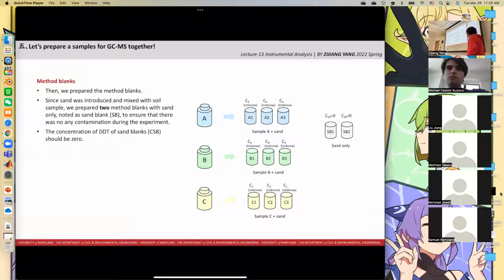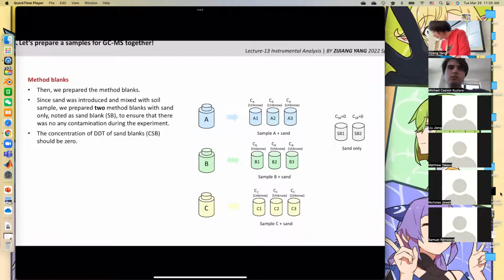So next, we are going to prepare the method blank. We want to make sure our method is correct or there is no contamination during the experiment. Because the sand was introduced and mixed with the soil sample, we can prepare two method blanks with sand only. We just want to make sure the sand is clean. So note it as sand blank, SB, to ensure that there was no contamination during experiments.